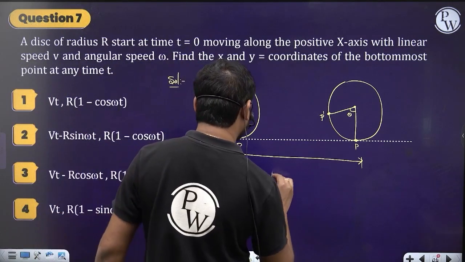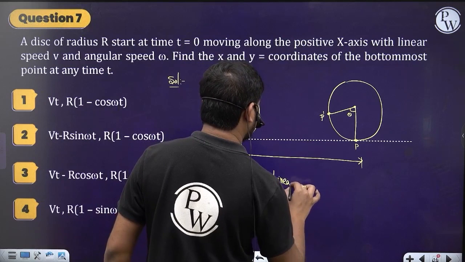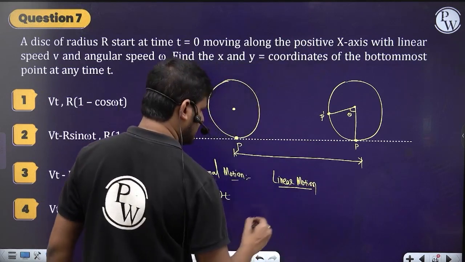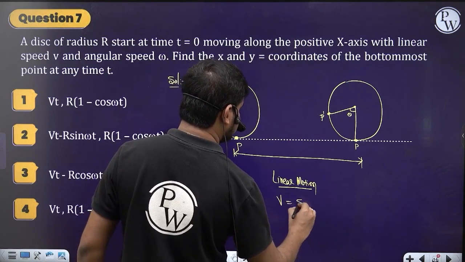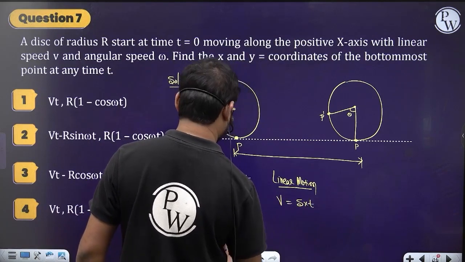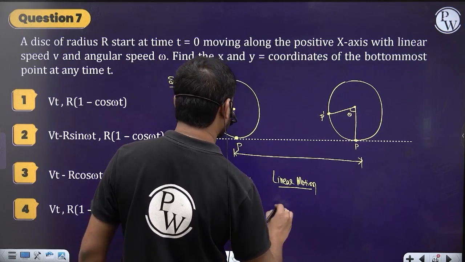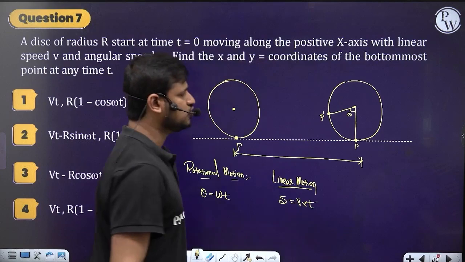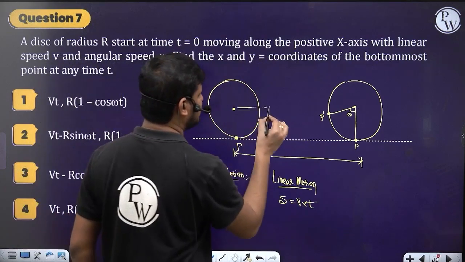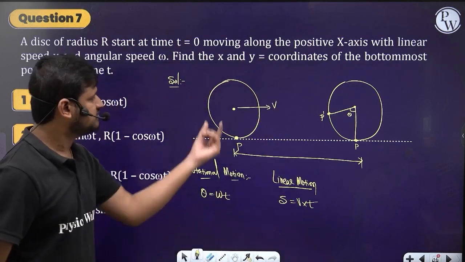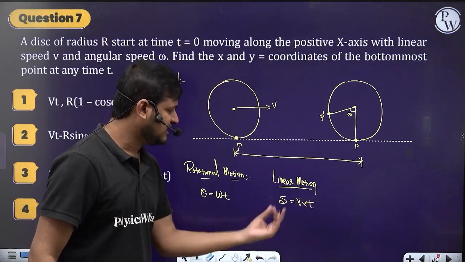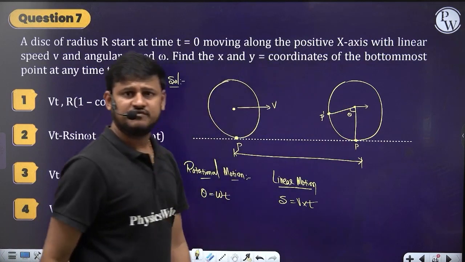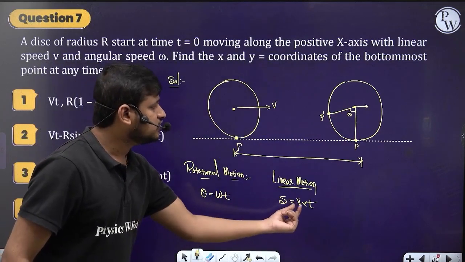So let's consider now the linear motion of the particle. The velocity v is equal to the displacement divided by time. Linear motion: the displacement is equal to v into t. This center of mass is moving with a velocity v, right? And in time t it reaches this point with velocity v. So then s is equal to v into t.